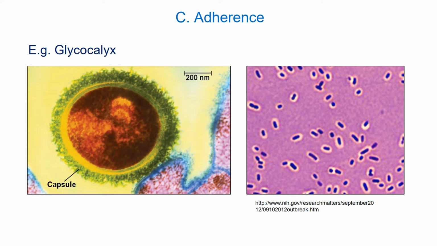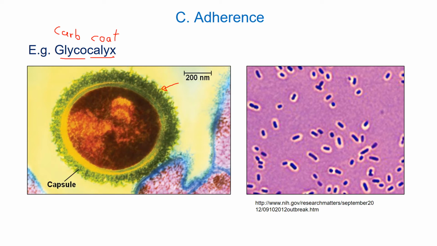Another way to attach to host cells is the glycocalyx. If you remember, glyco means carbohydrate, and calyx means coat, C-O-A-T. So these are carbohydrates on the surface of some bacteria. You can see on the left here, this is a capsule.